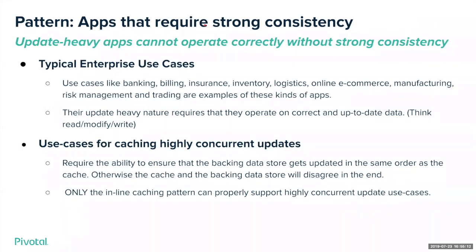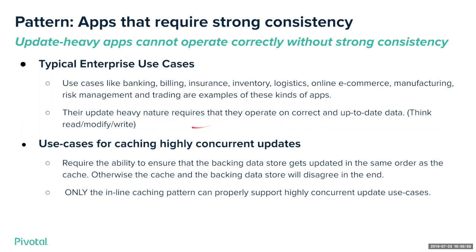So another, this is what Shankar talked about, right? Shankar was saying the use cases, update heavy apps cannot operate correctly without strong consistency. So the use cases are like banking, insurance, logistics, online trading. All of these are use cases for strong consistency. Here, they are doing what they call the inline caching pattern. So you normally first write it to the cache, and then synchronously write it to the database. So again, that's the use case.